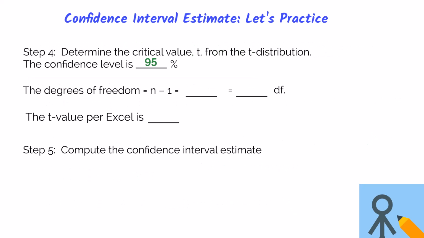Now in step 4, we must determine the critical t-value using the 95% confidence level that we just confirmed. And again, the degrees of freedom is the sample size minus 1. So we take 12 minus 1 and we get a degrees of freedom of 11. We will use Excel to calculate the t-value again. So we input equals T.INV.2T and then the alpha, or 1 minus 0.95 for our confidence level, and then 11 for the degrees of freedom. And we get a t-value of 2.201.